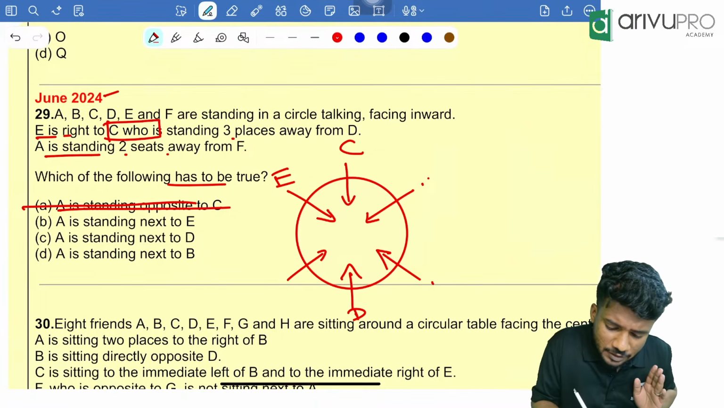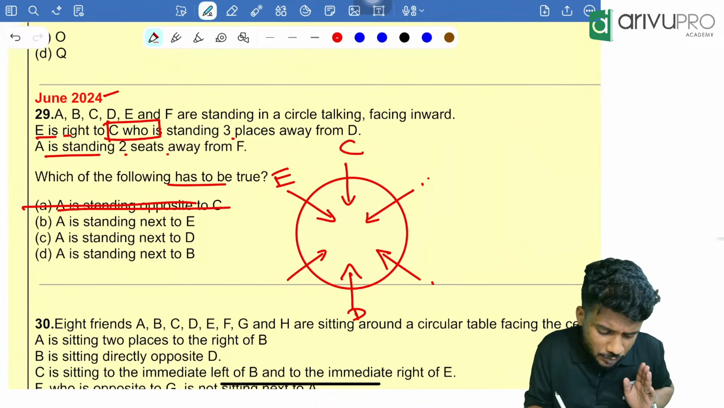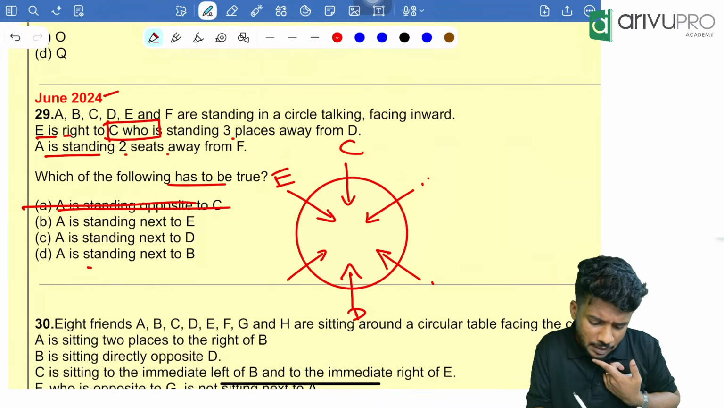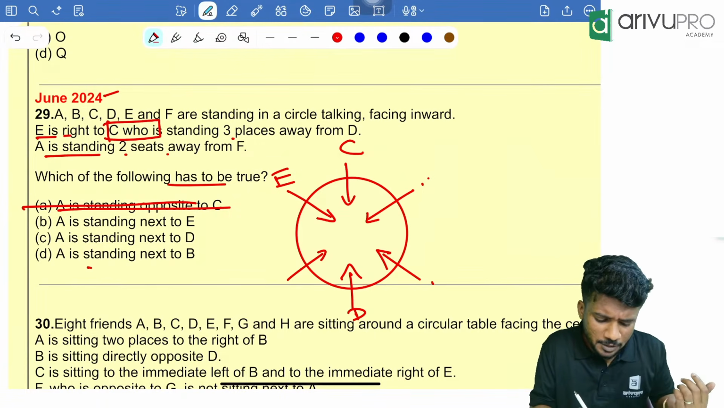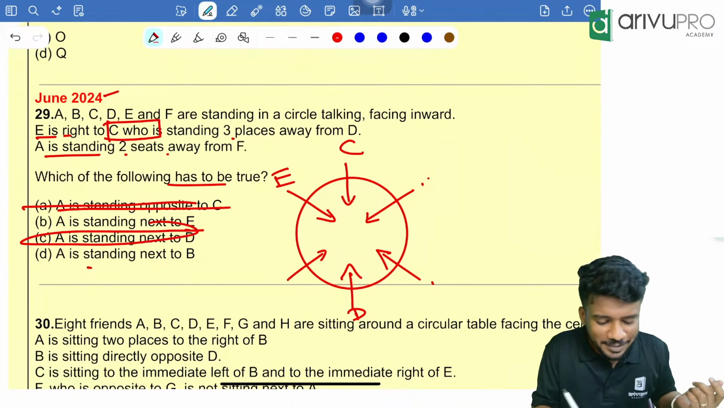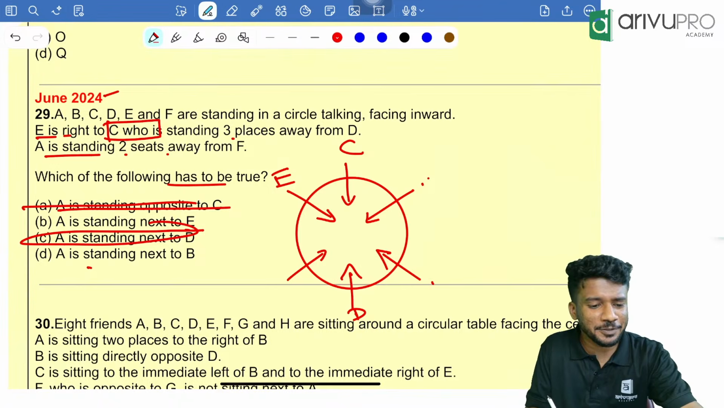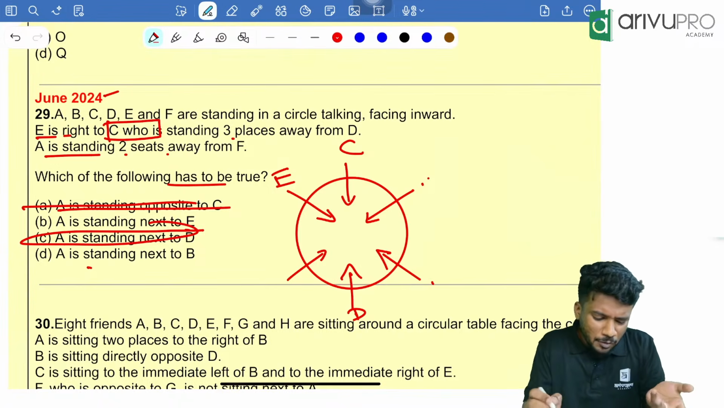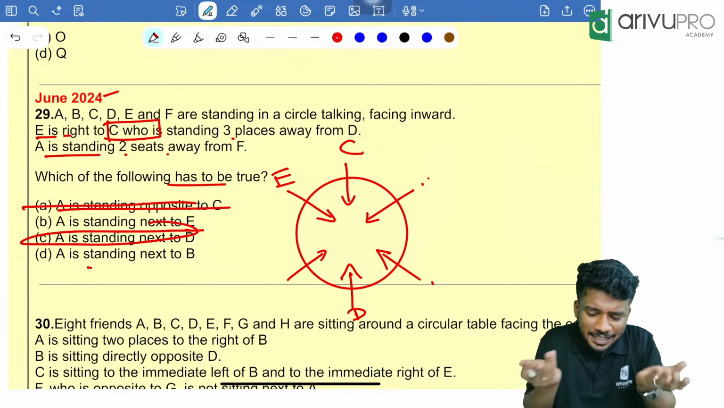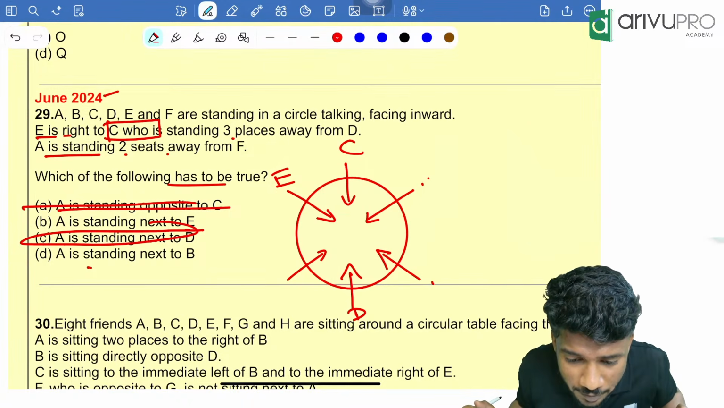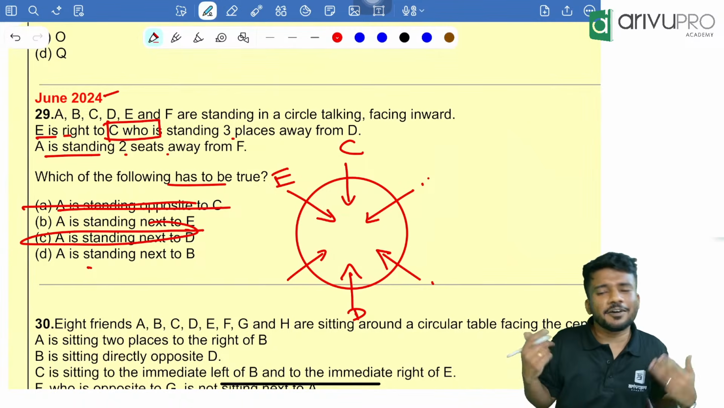A is standing next to D. A is standing next to B. Can be a possibility. Which one can be a possibility? A is standing next to D is a possibility. Definitely a possibility. Option C should be the answer. What do you guys think? What can be the answer? Is it option C or option D? You tell me. Because option C is the most possible answer. A is standing next to D because D is somewhere there and A should be somewhere between C and D. So option C is the answer.